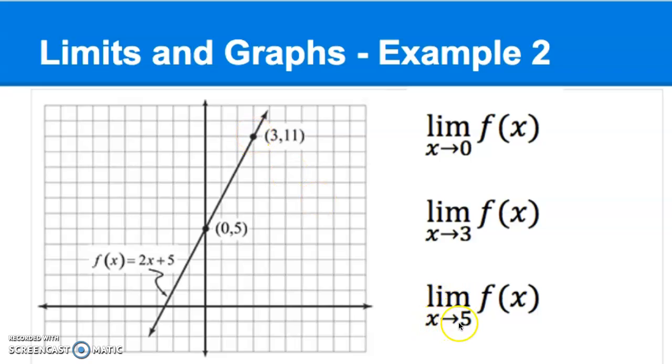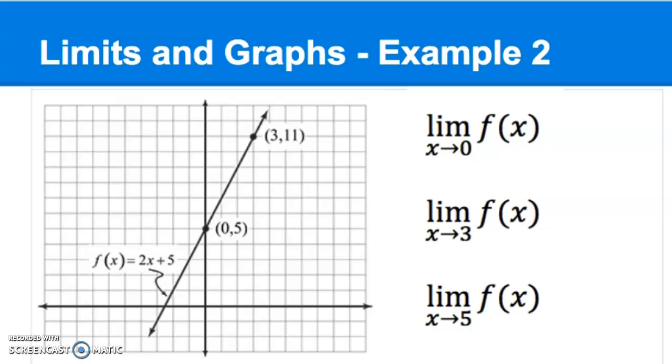The limit as x approaches 5, you want to go over to 5, 1, 2, 3, 4, 5, and you want to approximate where that would be. Since it's off the graph, you can either look for the slope to figure it out, or the function has been provided for you. So if I plug 5 in for x, that'd be 2 times 5, which is 10. 10 plus 5 is 15, so the limit here is 15.